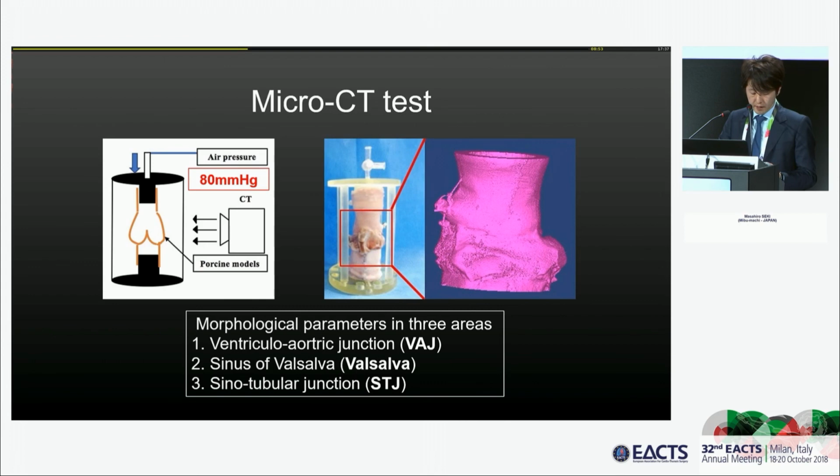After the pulsatile flow test for each VSRR, micro-CT examination was also conducted to examine the 3-dimensional morphological parameters during the valve closure phase. An air pressure of 80 millimeters of mercury was applied to the lumen of the models. The measurement was performed in 3 areas, which were the VHA, Valsalva, and ST junction. Diameters were calculated from the cross-sectional parameters.